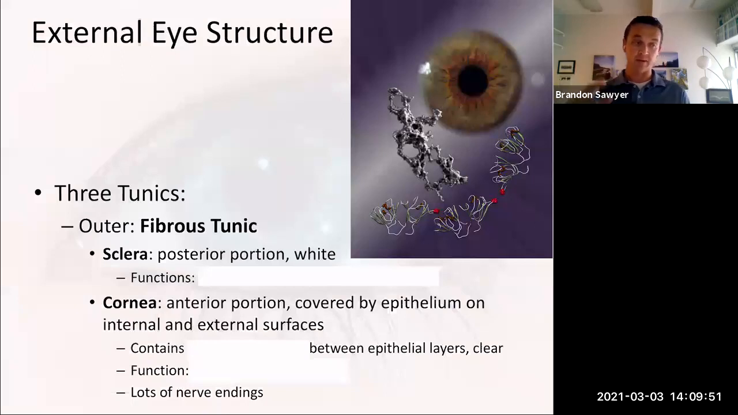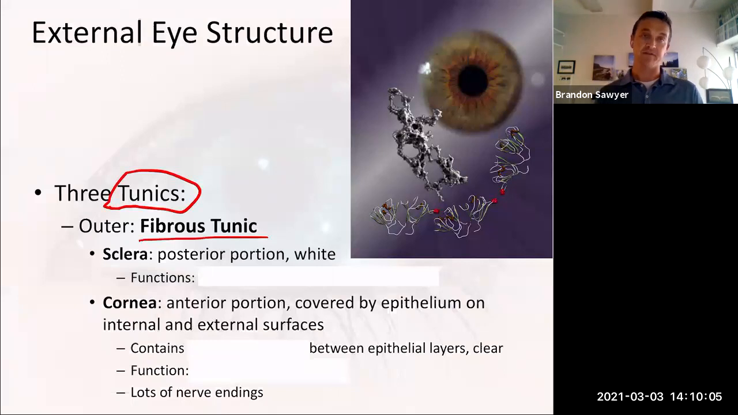Okay, so let's start talking about the eyeball itself. We've got these three layers of the eye called tunics. Okay, so 3 tunics. And we'll start with the most exterior, or the most outer one first, which is called the fibrous tunic. The fibrous tunic contains 2 different parts. It contains the sclera and the cornea.